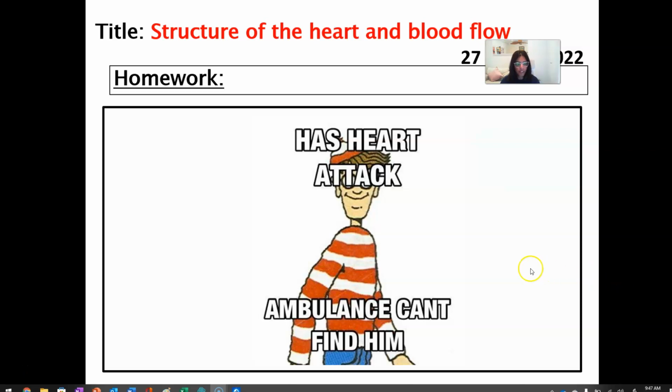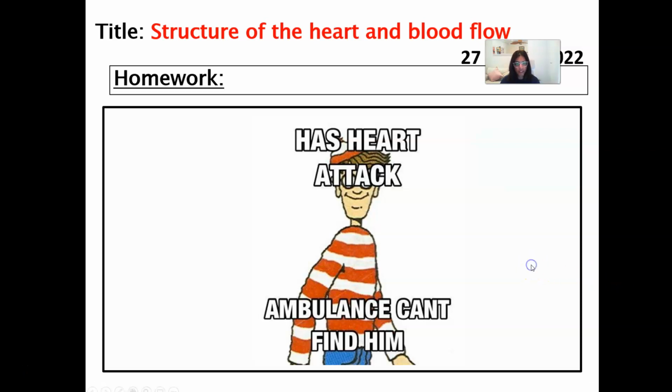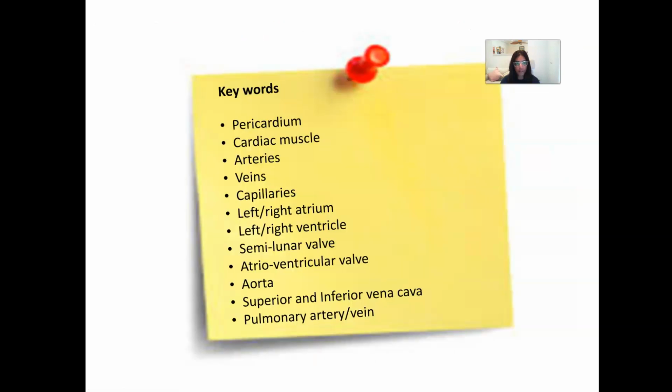Today we're going to be looking at the structure of the heart and blood flow throughout the body. These are the key words associated with today's lesson.